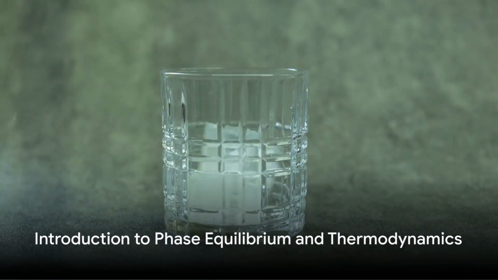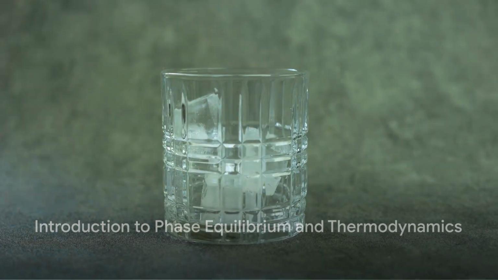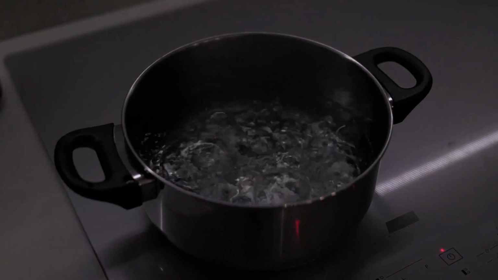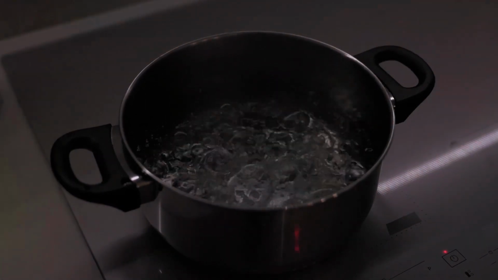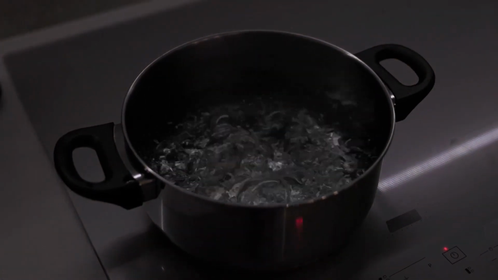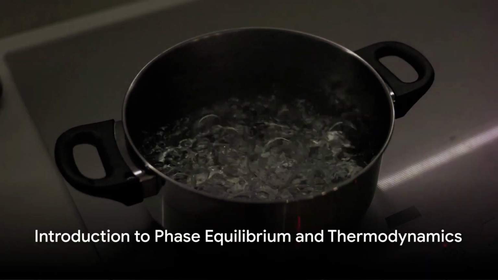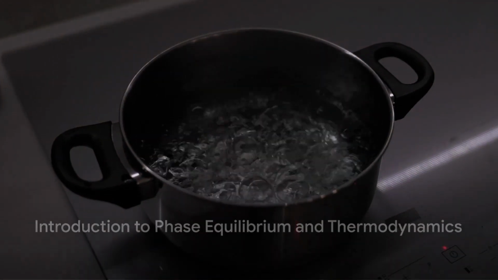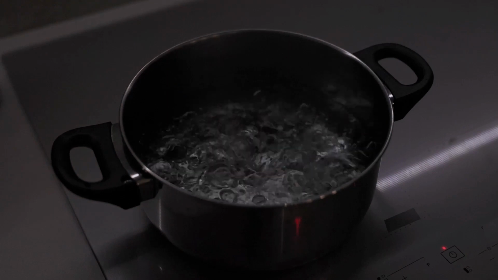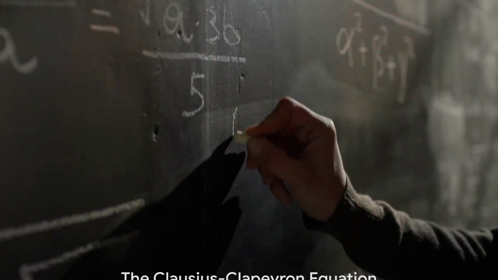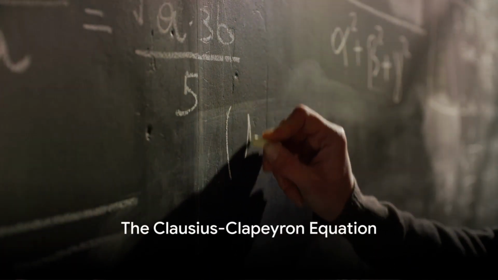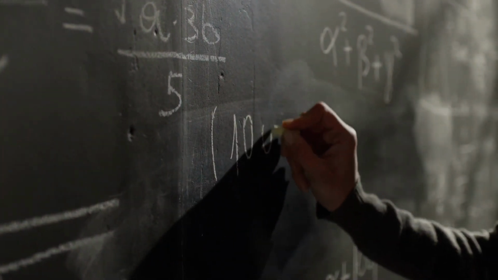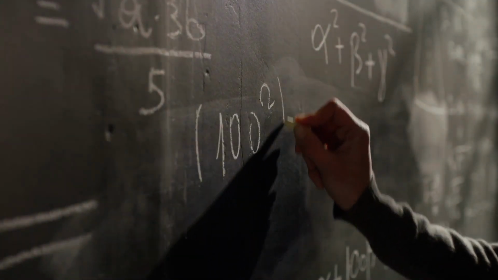Ever wondered why ice cubes melt in your drink but not in your freezer? Or why water boils at a lower temperature on top of a mountain than at sea level? The answers to these intriguing questions lie in the fascinating realm of phase equilibrium and thermodynamics. Let's dive right in by exploring one of the most important equations in this field, the Clausius-Clapeyron equation.